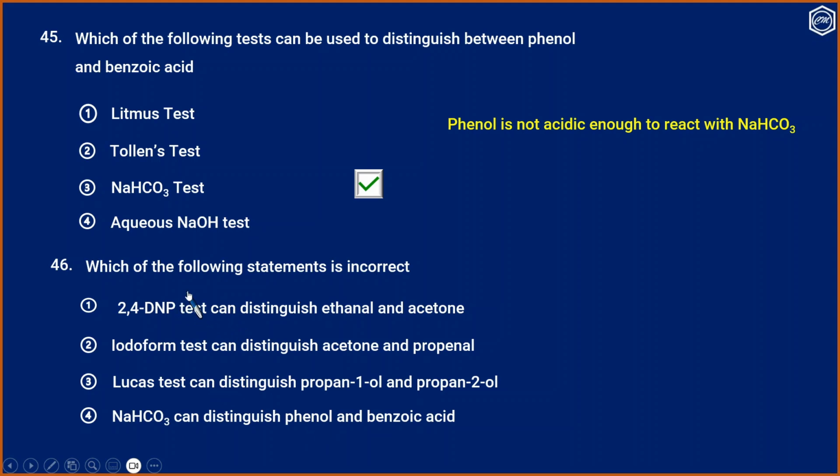Option 1 is the answer because 2,4-dinitrophenylhydrazine test cannot distinguish ethanol and acetone. Actually, ethanol does not answer the 2,4-dinitrophenylhydrazine test, while acetone does. So the answer should be this one. That is the correct answer.